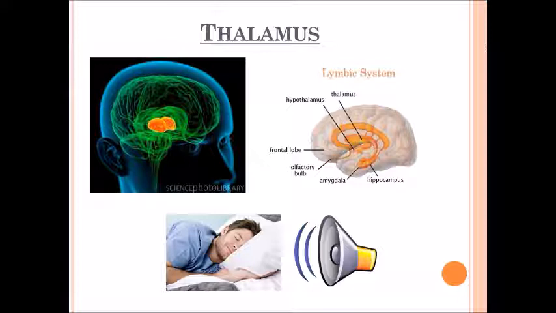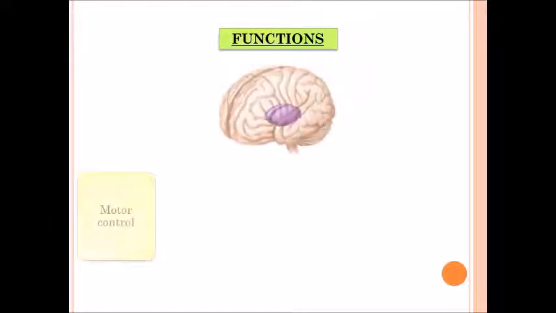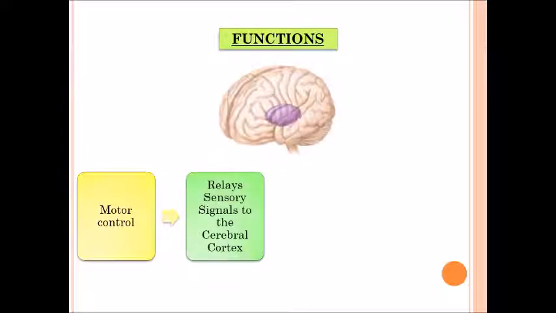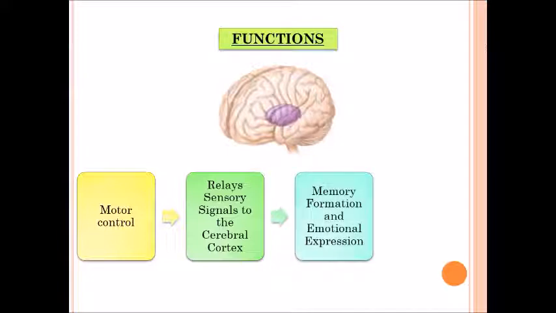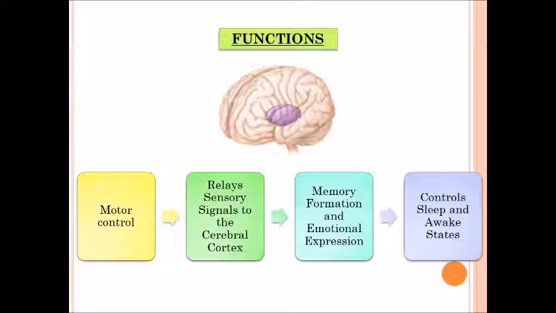Function. The thalamus is involved in several functions of the body, including motor control, receiving auditory, somatosensory, and visual sensory signals, relaying sensory signals to the cerebral cortex, memory formation and emotional expression, pain perception, and controlling sleep and awake states. The thalamus has nerve connections with the cerebral cortex and hippocampus.